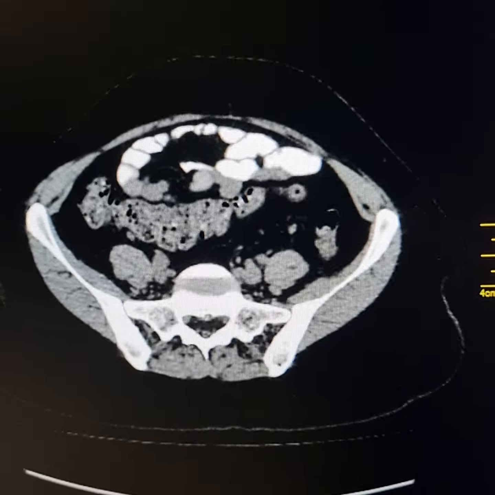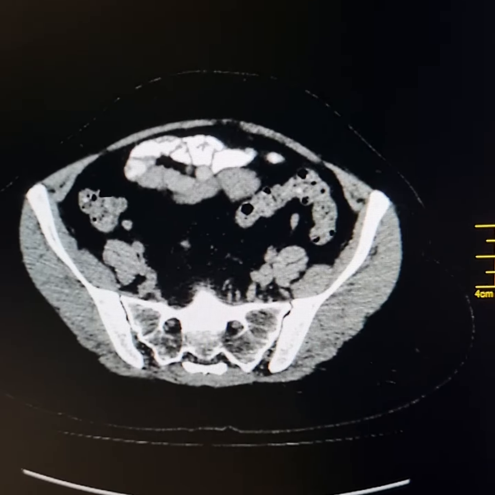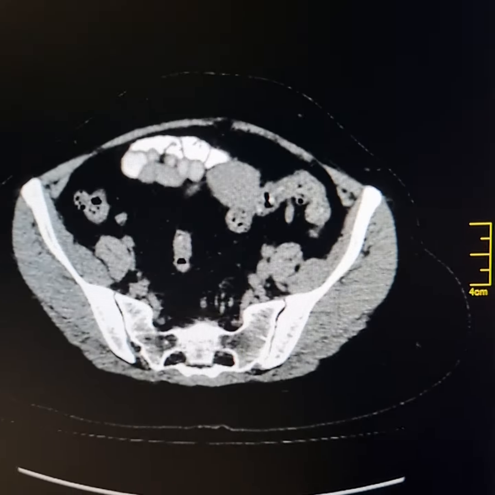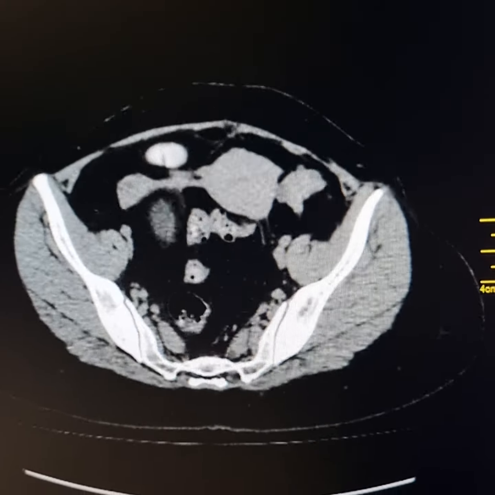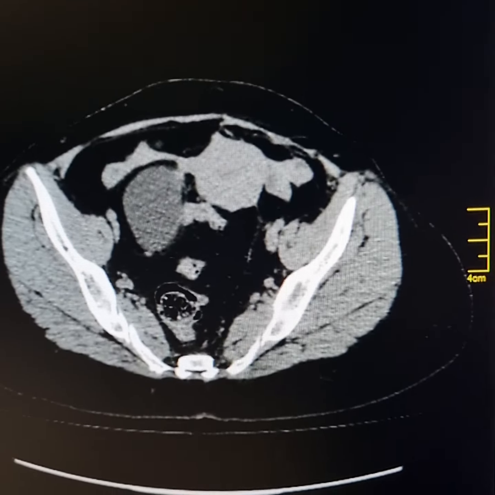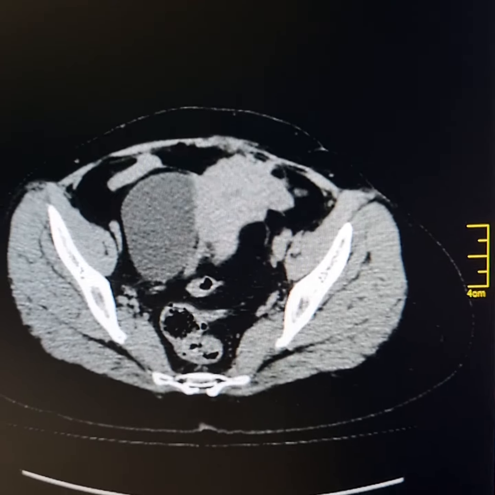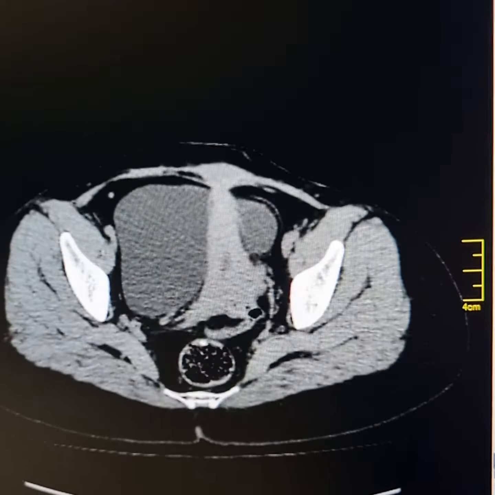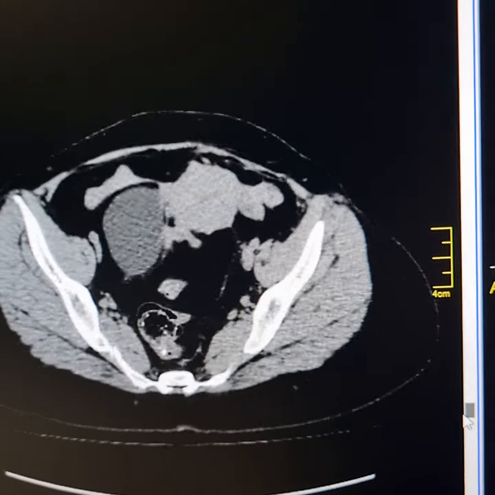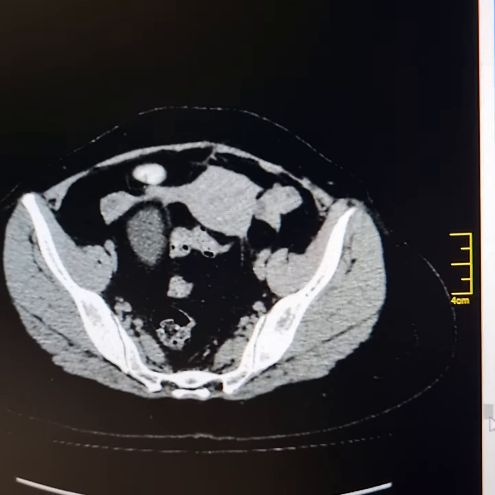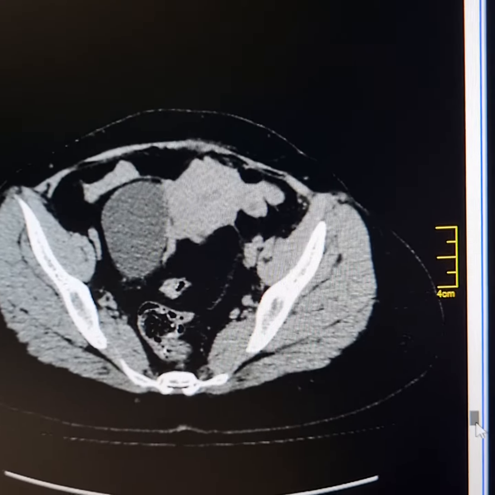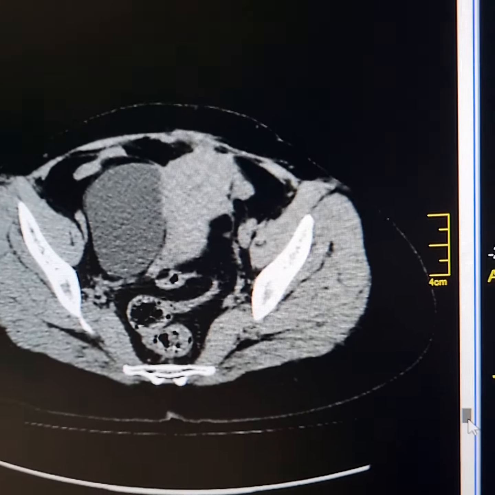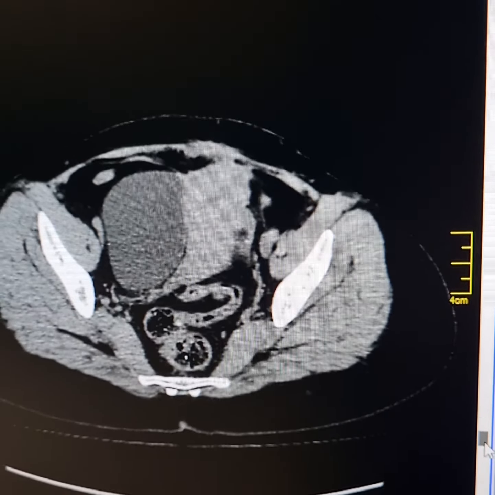This is a plain CT scan of a 31-year-old female patient. During previous cesarean incision, the patient developed injury of the uterus and the urinary bladder. The patient developed uterovesical fistula. Reparative surgery was done.